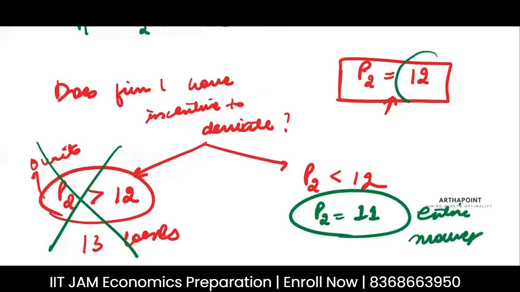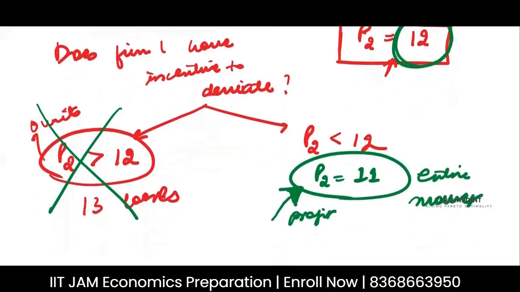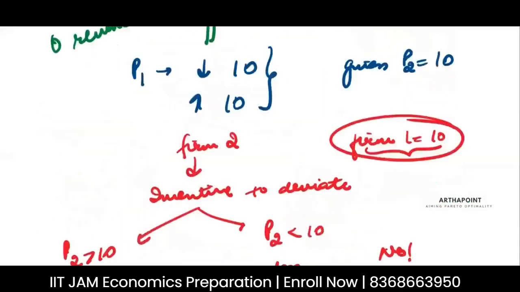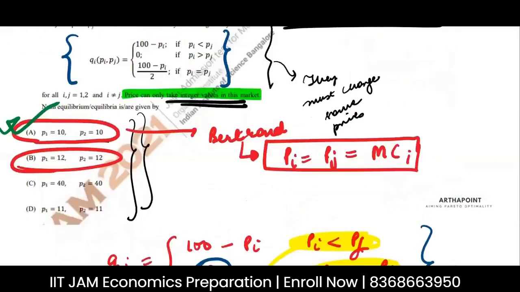Because the other firm will be charging 12 rupees, you have an incentive to deviate and charge 11 rupees and get the entire market to yourself. You will still be in profit because your marginal cost is 10 rupees. So yes, firm 1 will have incentive to deviate. You can prove the same for firm 2 also. So because the firm has an incentive to deviate, this is not Nash. In fact, we proved that any other price will not be Nash.